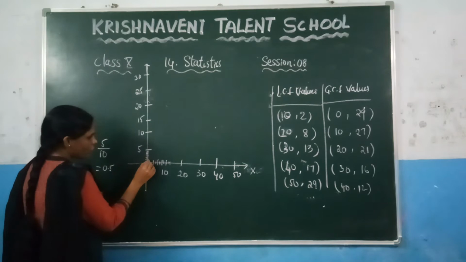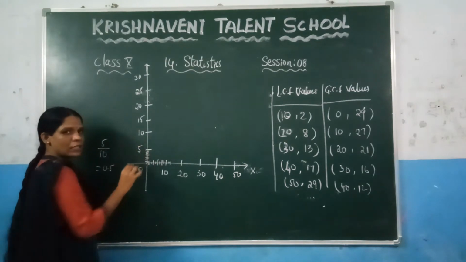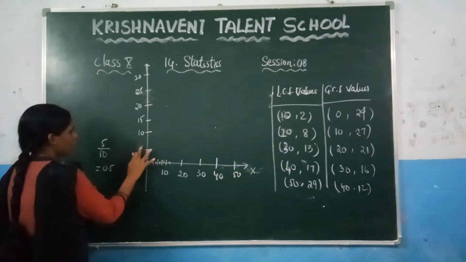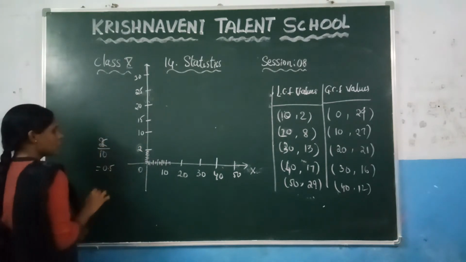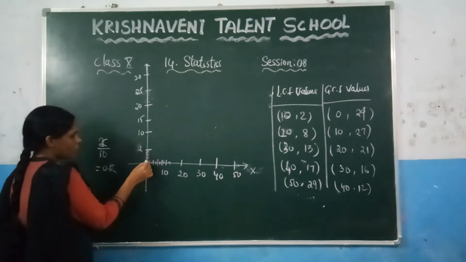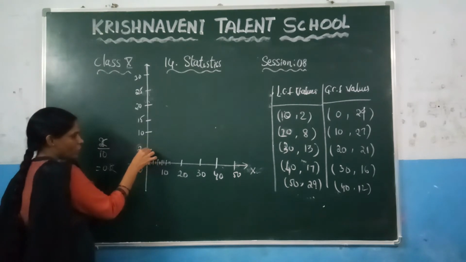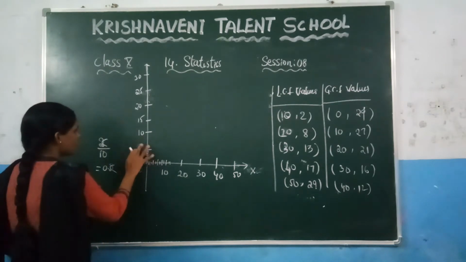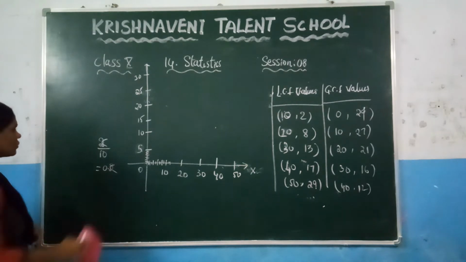So this is 0.5, 1, 1.5, 2, 2.5, 3, 3.5, 4, 4.5, 5 like that. Suppose you are given each unit length as 2, what we need to do? You need to divide 2 with 10, so that you will get 0.2, and you can check it here: 0.2, 0.4, 0.6, 0.8, 1, 1.2, 1.4, 1.6, 1.8, 2 like that. Based on the values, we took the value here as 5, like that you need to check it here.